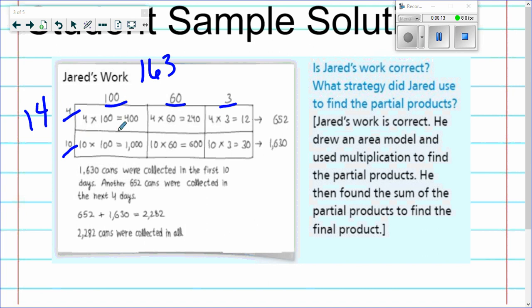They multiplied 4 times 100 gave them 400, 4 times 60 gave them 240, 4 times 3 gave them 12. They added up those partial products, they got 652. Then they multiplied 10 times 100, which gave them 1,000, 10 times 60, which gave them 600, and then 10 times 3, which gave them 30. And they added all of those partial products up, they got 1,630. When they added those two together, they got 2,282 cans in all, which is what we got with the standard algorithm and the lattice method.